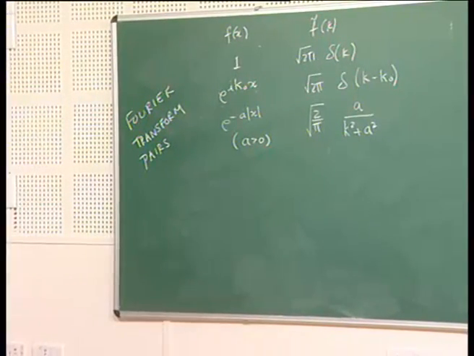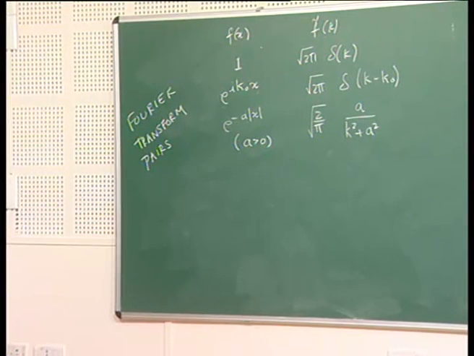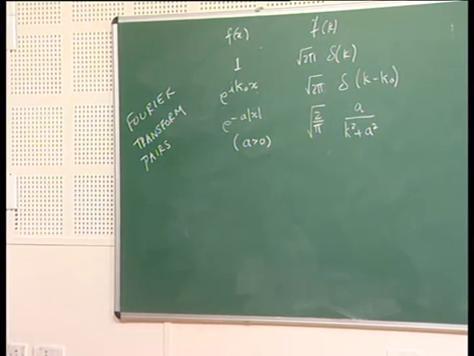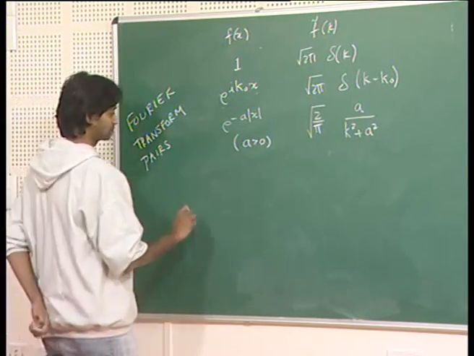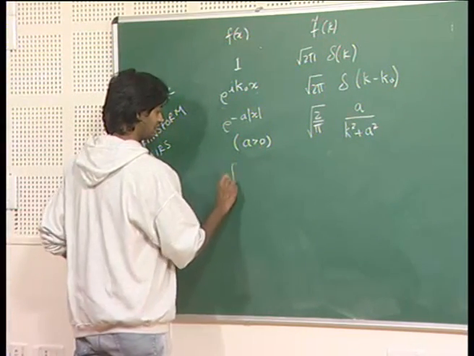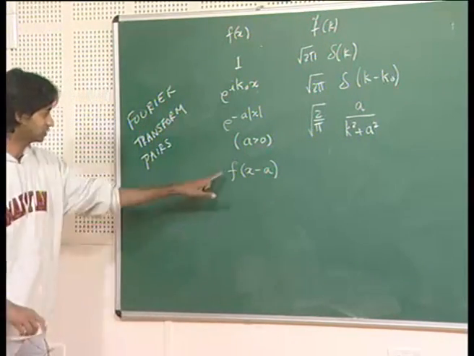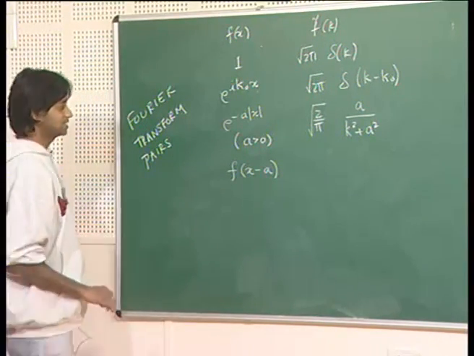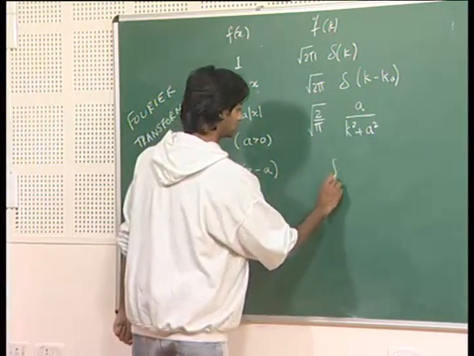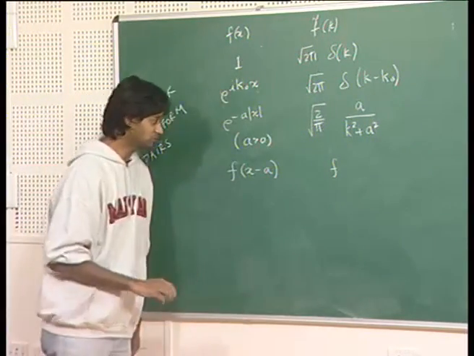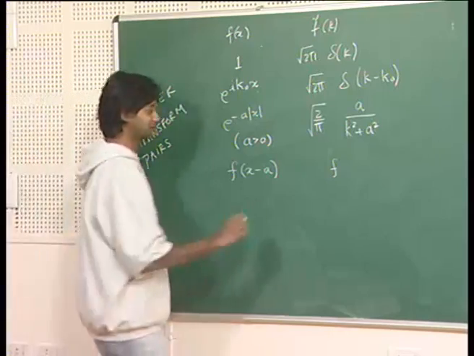There are a few more Fourier transform pairs which you can also find out. I will just write a general shifting property, a very interesting property called the shifting property. So f of x minus a: the Fourier transform of f of x minus a is related to the Fourier transform f tilde of k.